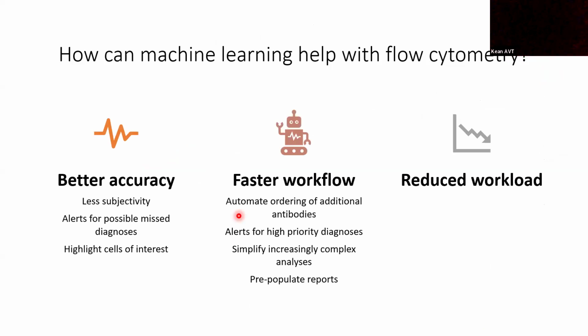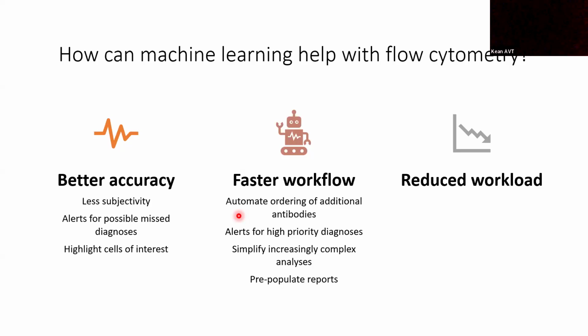Okay. So how can machine learning help us with flow cytometry? First of all, we're hoping for better accuracy. Can we reduce the subjectivity that we're using when we're interpreting flow cytometry data? Could it maybe help the pathologist by alerting us for possible misdiagnosis? Maybe we're going very fast in the afternoon, we're getting sleepy or something. Maybe the machine can come in and say, hey, maybe you missed that one. Can we use it to help us highlight the cells of interest while we're going through the data?